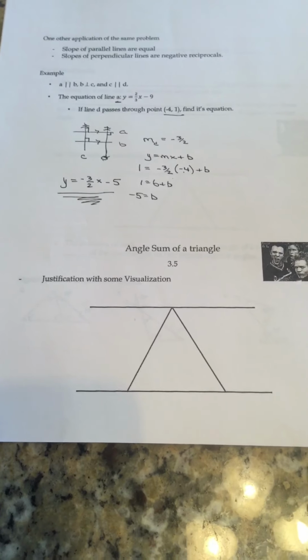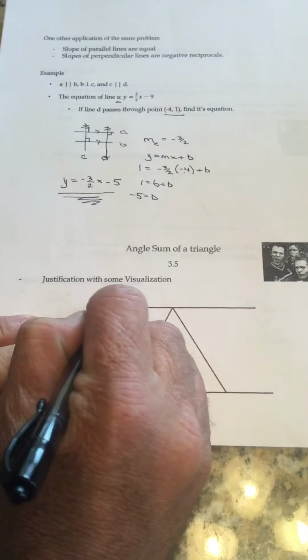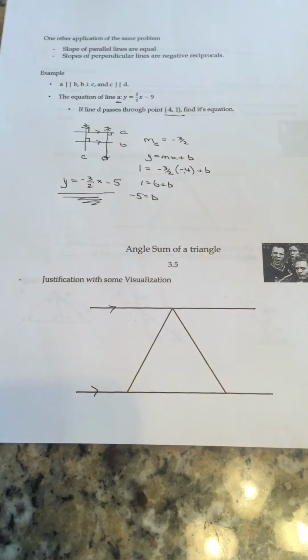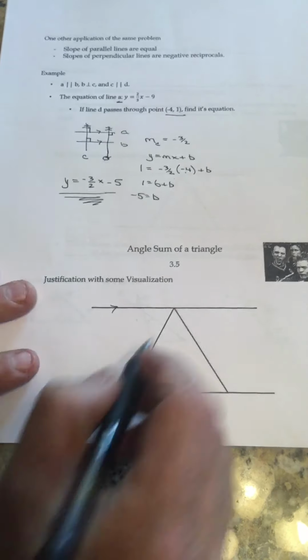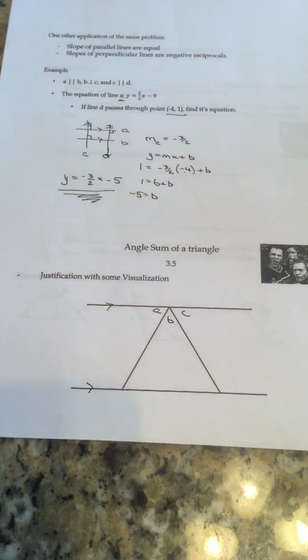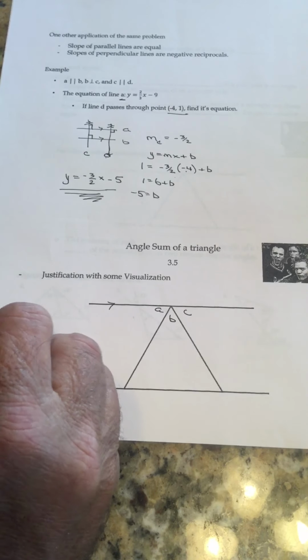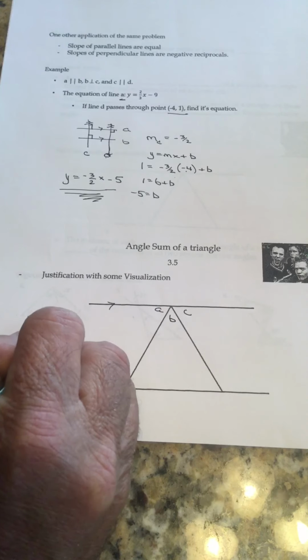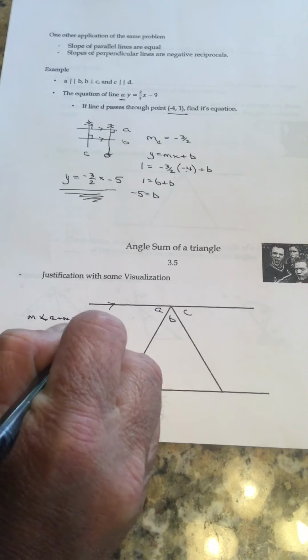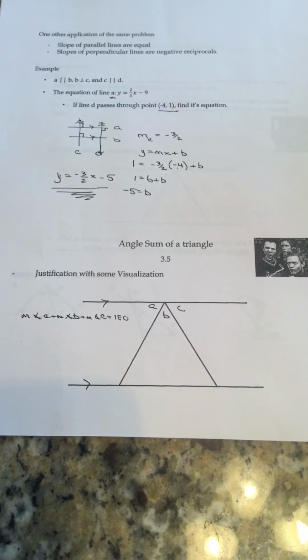All right. So 3.5. Something you probably already know, but we're going to give you justification with some visualization. So we got parallel lines. And then we have A, B, and C. Since they form a straight line, we know they add up to 180. So the measure of angle A plus the measure of angle B plus the measure of angle C equals 180. They're not a linear pair because there's more than two, but we know they add up to 180.